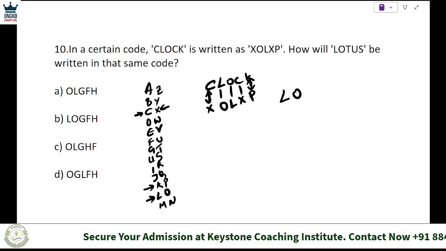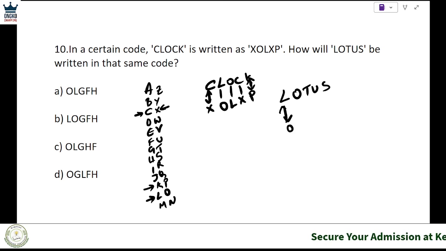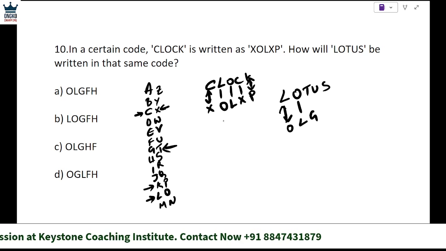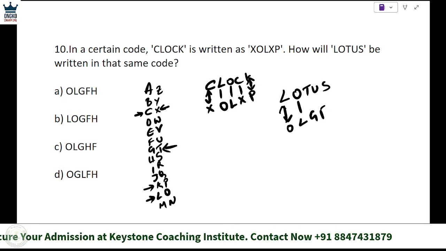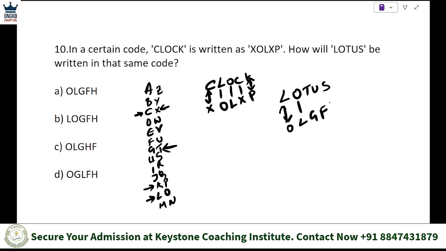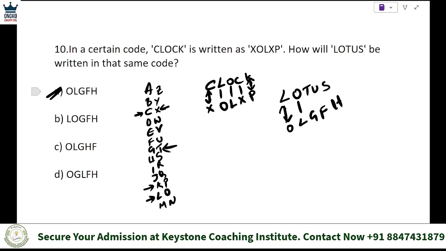So lotus, LOTUS: L's opposite is O, O's opposite is L, T's opposite is G. Yes, T's opposite is G. U's opposite is F, and S's opposite is H. So OLGFH. This is the answer. A is the answer.